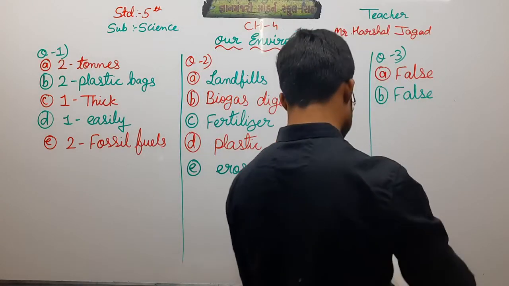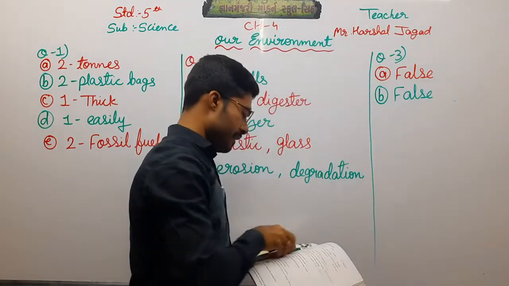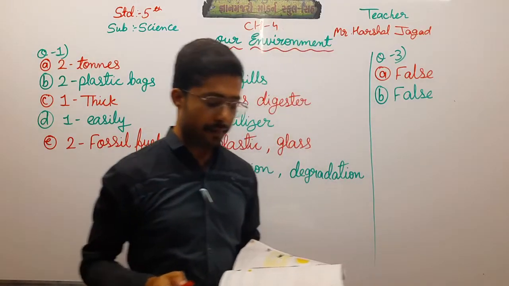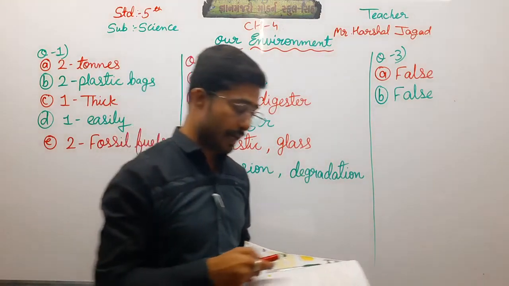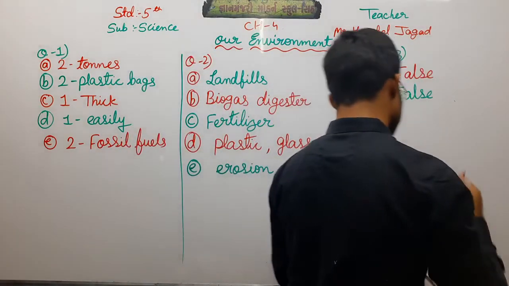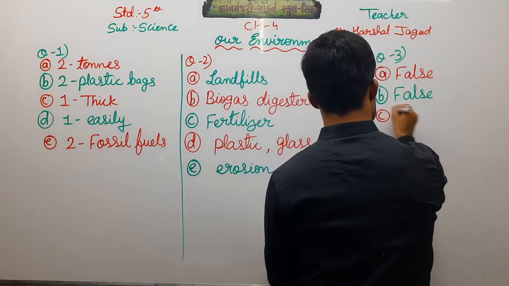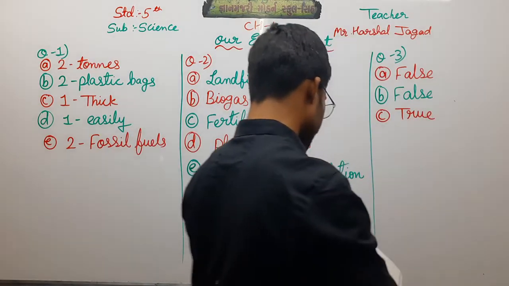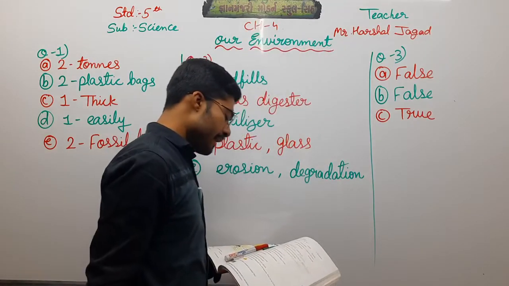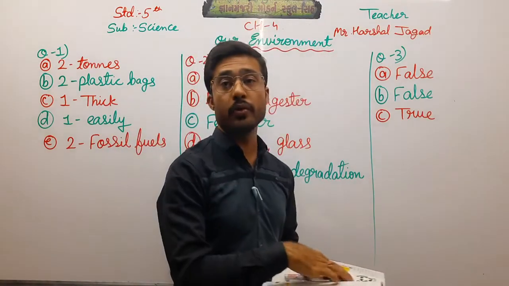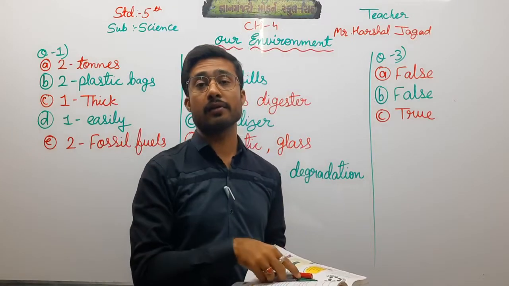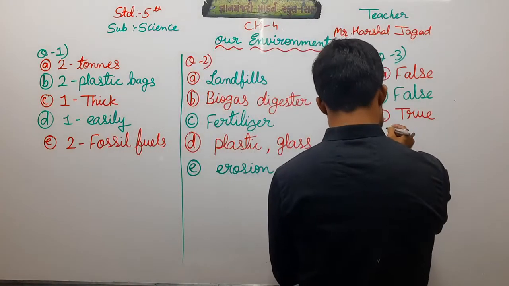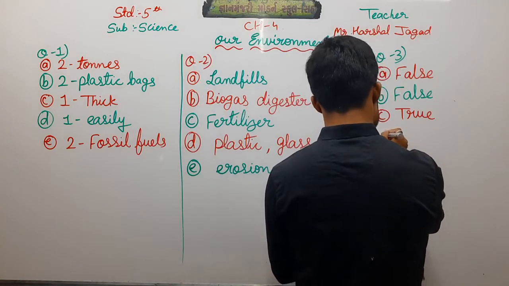Then after C, that is: organic waste decays and mixes with soil and makes it fertile. Yes, it is true. Then after D, that is: biogas causes a lot of pollution. No, it does not cause lots of pollution. So here it will be false.